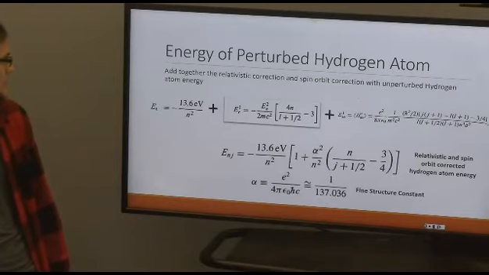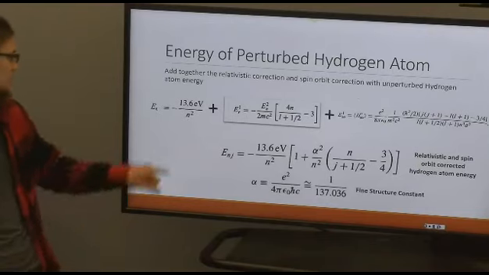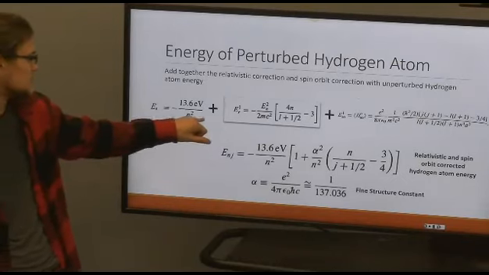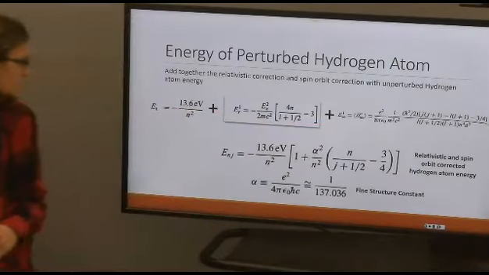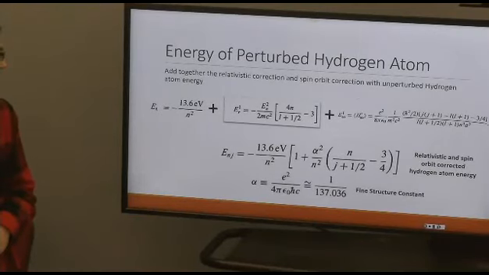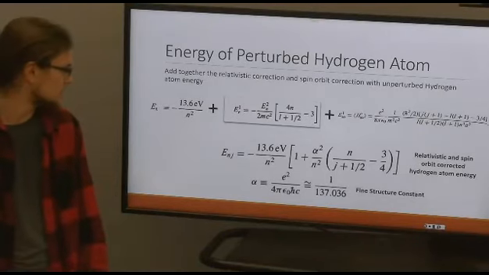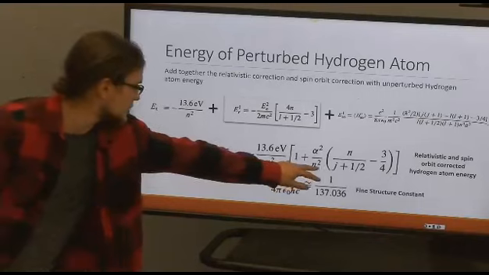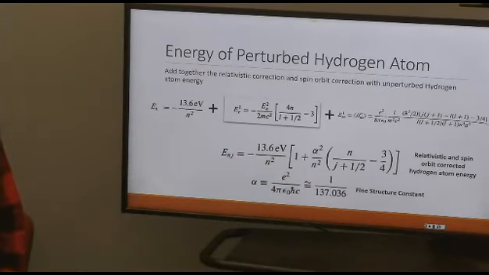So then, if we add all these corrections together, the energy of the hydrogen atom plus the relativistic correction plus the spin-orbit correction, we can get the fine structure interactions. So if we add them all together, we get this term here, once you simplify everything, which is the relativistic and spin-orbit corrected hydrogen atom energies. And then the thing to notice is that it depends on quantum number n, and then quantum number j, which is basically L, because S is always going to be 1/2 or -1/2.